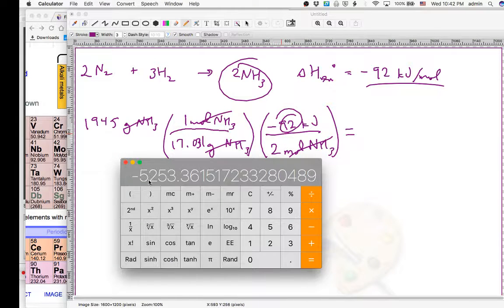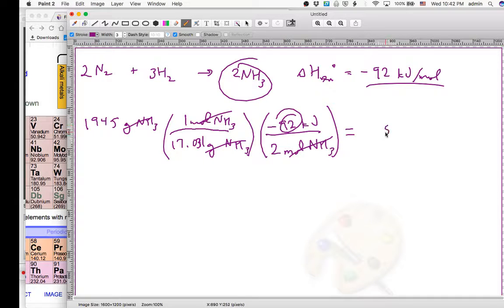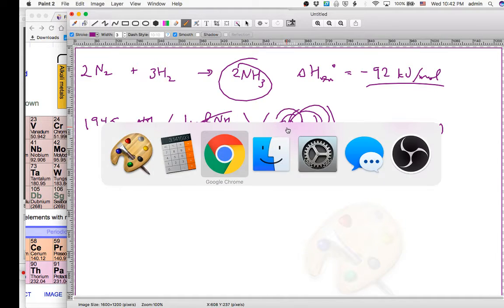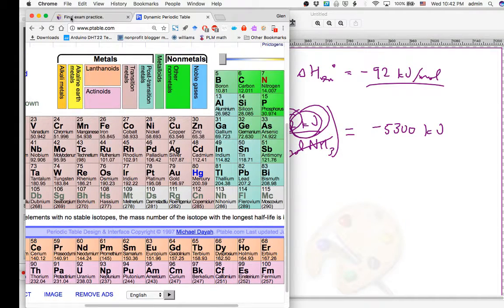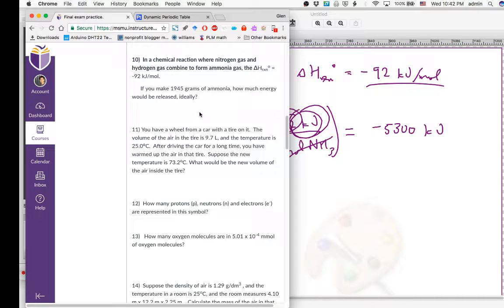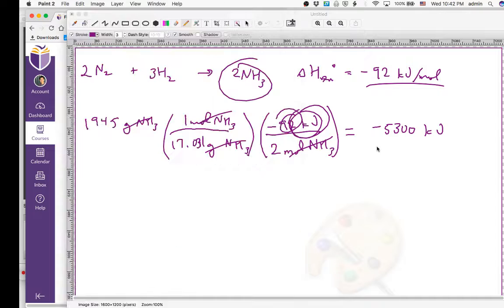So this is 5,300. I only have 2 significant figures, so these are the only figures that are significant. So it's negative 5,300 kilojoules. Kilojoules are the only units left standing here. Let me verify that this is really only 2 significant figures. It seems kind of hard to believe, given that everything else was 4 significant figures. Let's see. Yes, that's right. 2 significant figures, so this is the correct answer, folks.